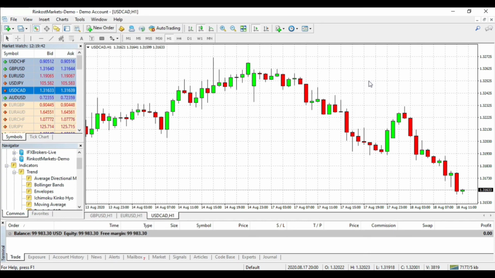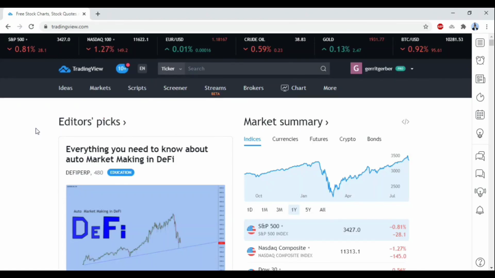Thanks. The second trading platform that we will be taking a look at in this course is called TradingView. Now, TradingView is another extremely popular trading platform that's used by millions of traders around the world. It's a completely free trading platform to use to perform all of your market analysis on.